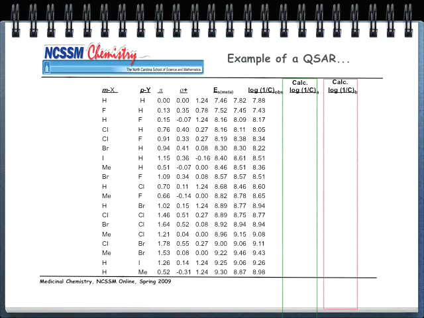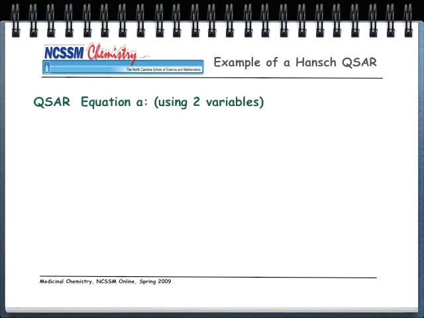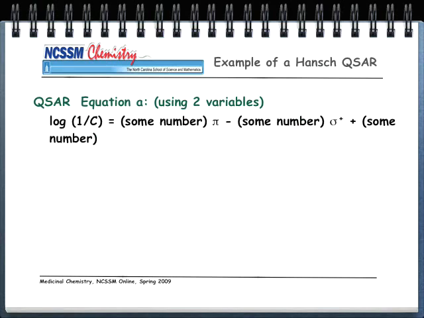So you're going to want to do this. Here's an example. If I just use two of those three variables, I forget which one I used, I used the lipophilicity value, and I used the sigma Hammett constant. Notice where it says some number, and some number. It's going to be your job, taking this data, to figure out what each of those numbers might be. So I can do this QSAR just using two of the three variables.